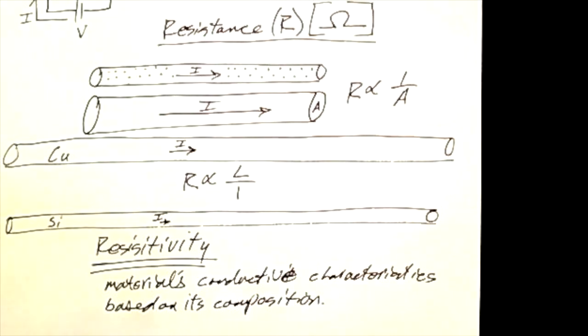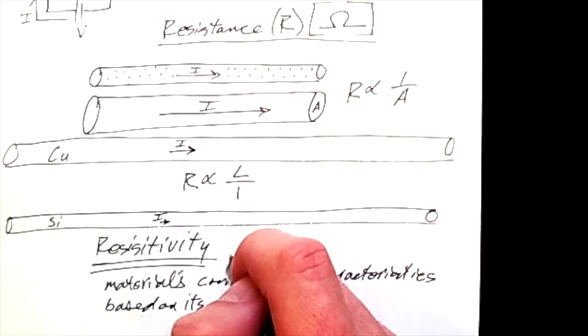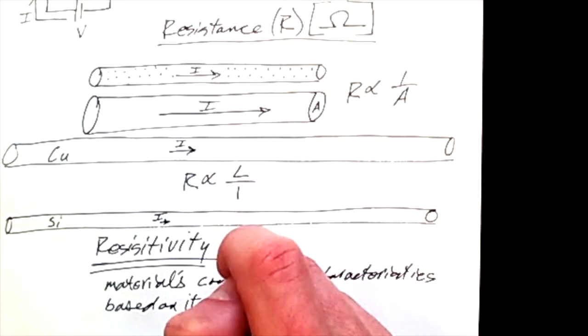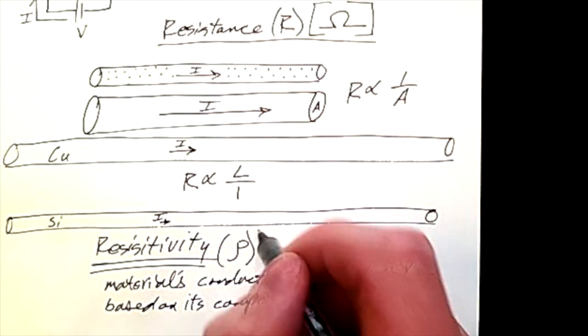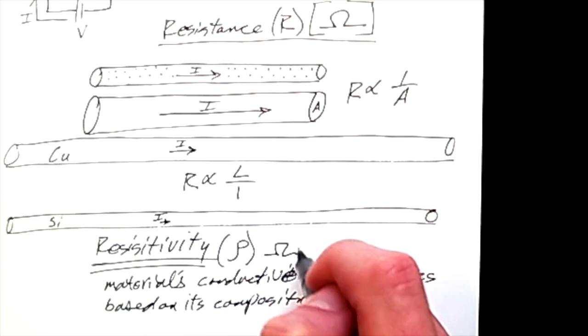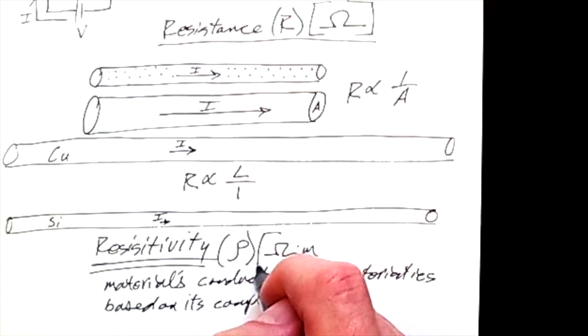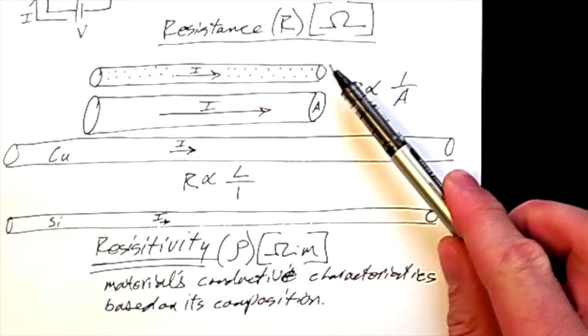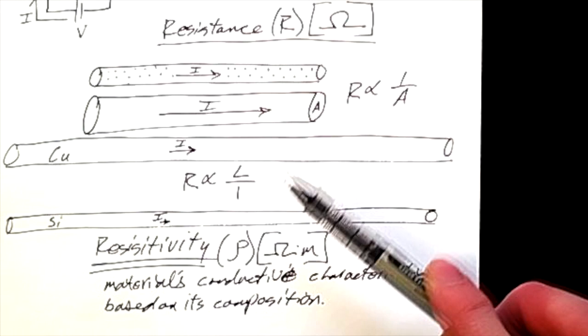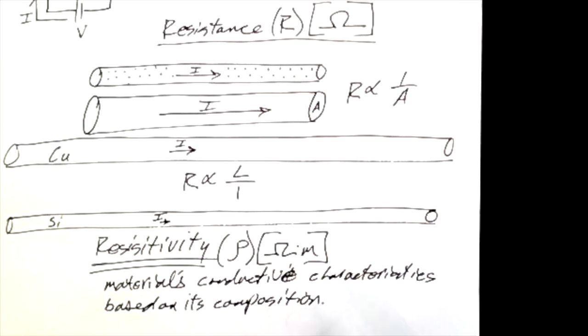It's a material's conductive characteristics based on its composition. Resistivity is given the variable rho and is measured in ohm-meters, so ohms times meters. And so this is truly our proportionality constant as we go from one type of material to another, from copper to silicon or from copper to gold, etc.